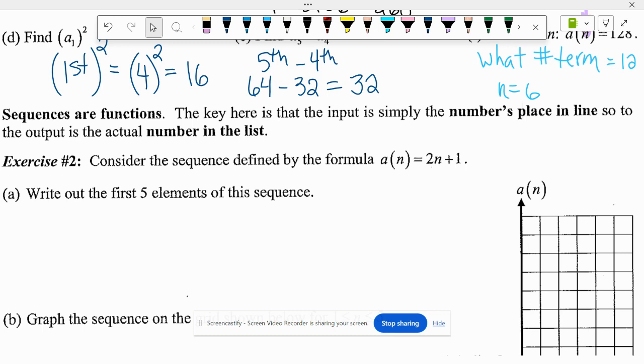We're writing out the first 5 elements. So A of 1 equals 2 times 1.